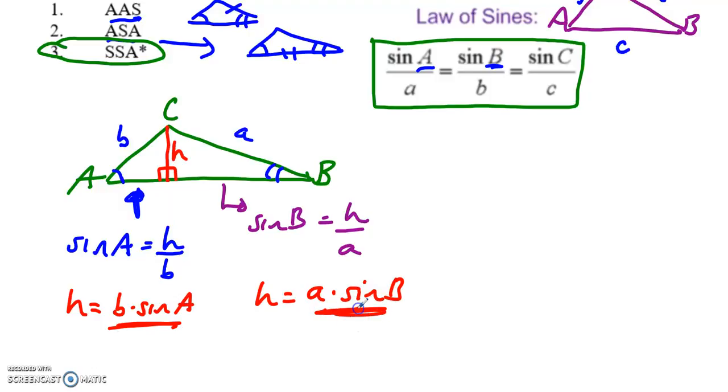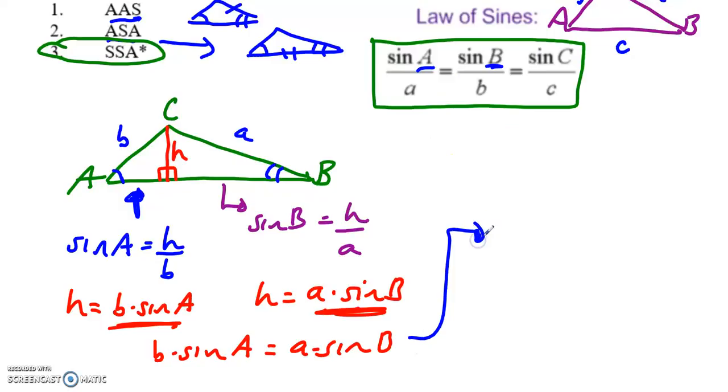Because h is equal to both of these things, they have to be equal to each other. So b times the sine of A is equal to A times the sine of B. It looks like we're getting closer to where this formula comes from. One more step, really. If I wanted to get this to look like this, I would need to divide this side by A, and at the same time, divide this side by B.